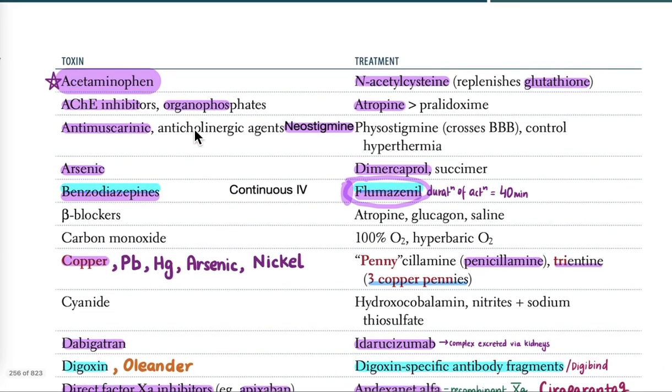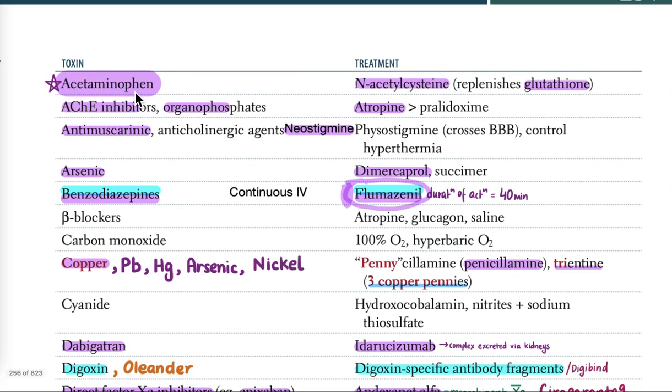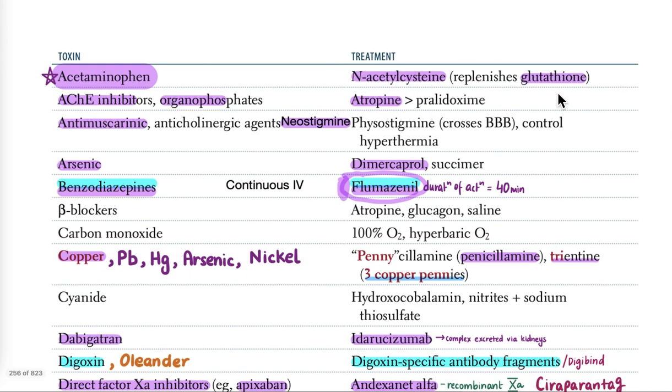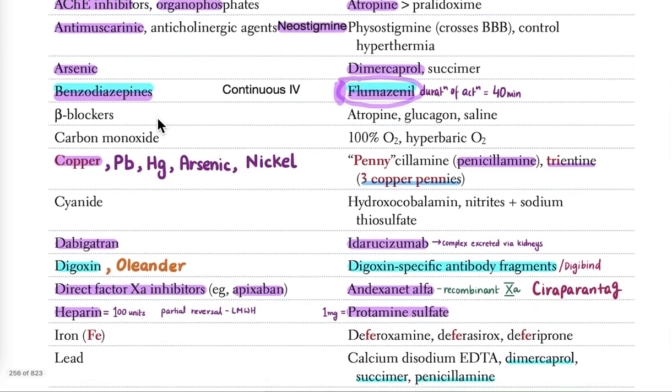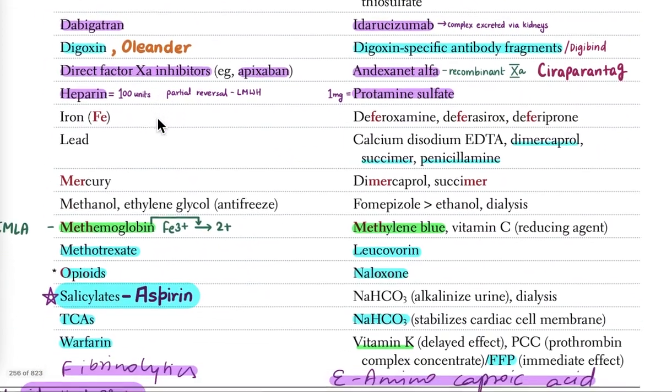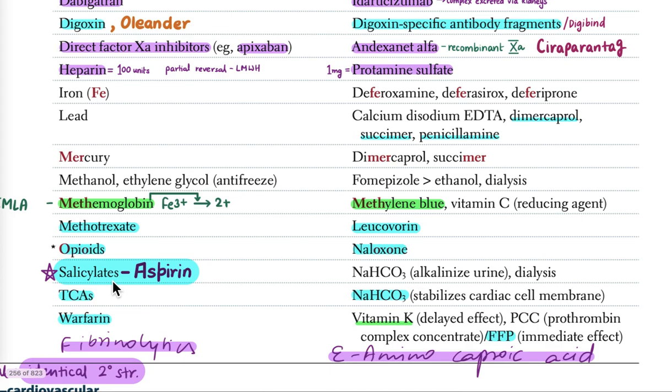very important table. Now, acetaminophen, the toxin, is neutralized by N-acetylcysteine, which replenishes glutathione. This came this time also, I think, recently, and you can get mixed up between that and salicylates, which is aspirin, and the toxin neutralizer is sodium bicarbonate, which alkalizes the urine.